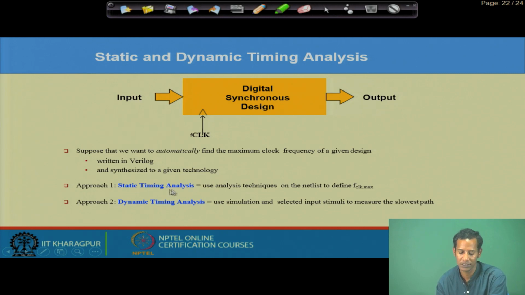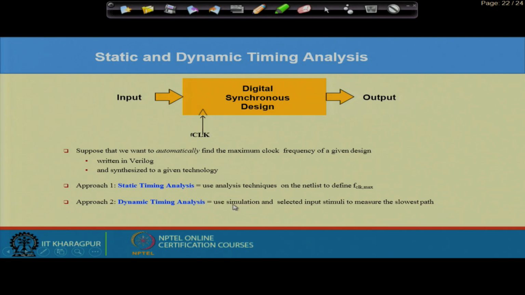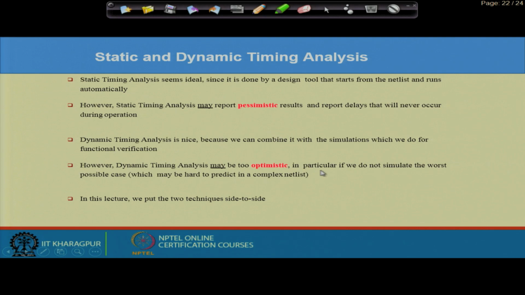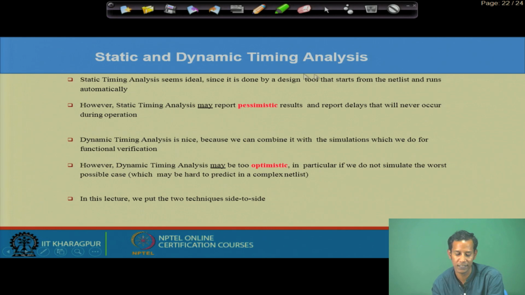So, approach one is static timing analysis, which uses an analysis technique on the netlist to define the f clock max, and approach two is dynamic timing analysis, which uses simulation and selected input stimuli to measure the slowest path. Static timing analysis seems the ideal one, since it is done by a design tool that starts from the netlist and runs automatically. However, static timing analysis may report pessimistic results and report delays that will never occur during operation.